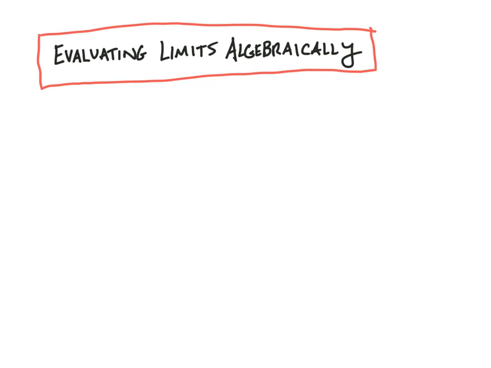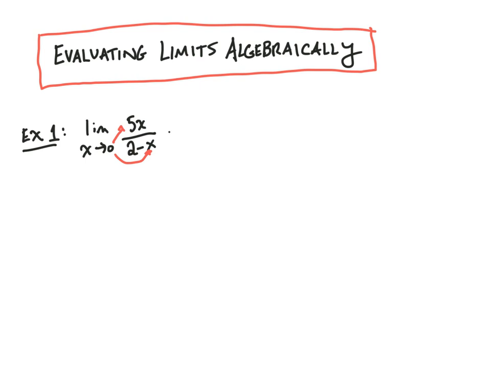In this video, I'll talk about 4 different strategies that you can use to evaluate limits algebraically. Our first example is the limit as x goes to 0 of 5x over 2 minus x. And the first strategy that we'll try is direct substitution.